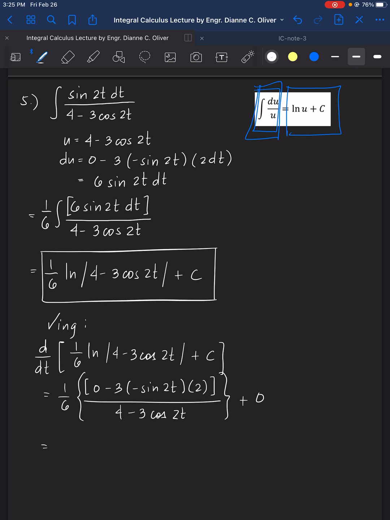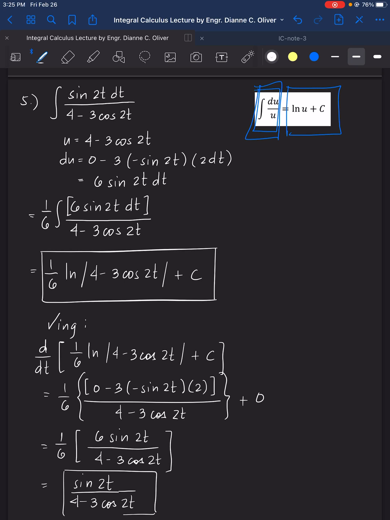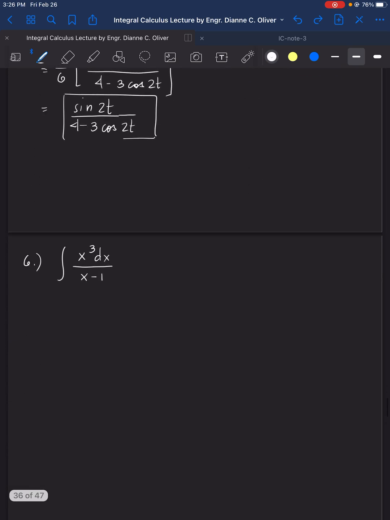So this becomes 1 over 6, and this becomes positive 6 sine 2t all over 4 minus 3 cosine 2t. Cancel 6, so that is equal to sine 2t all over 4 minus 3 cosine 2t. So this is the same as the given, therefore this answer is correct. Okay, so that is for number 5. Let's go to number 6.